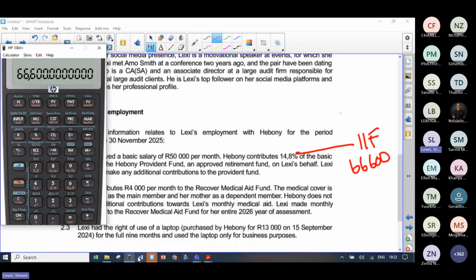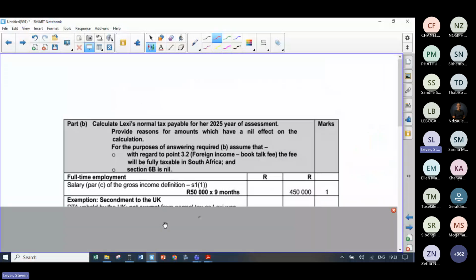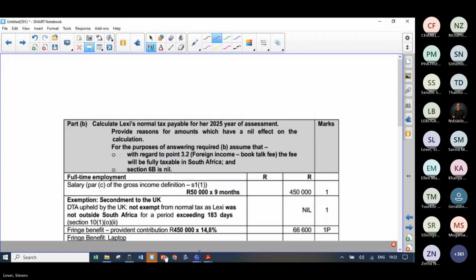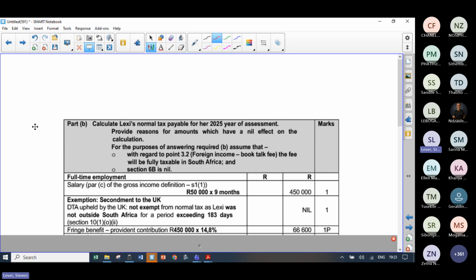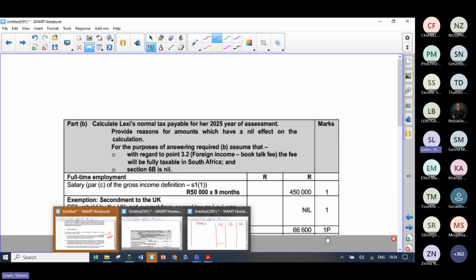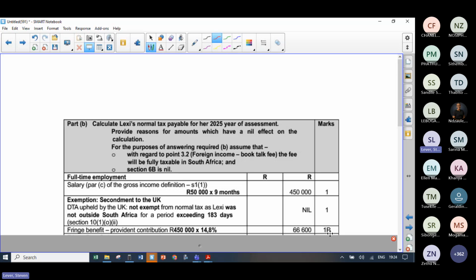Right, and what am I going to be able to do in my solution? Fringe benefit to a provident fund, 450,000 times 14.8%, 66,600. Okay. And I did a P there. So why is there a P there? If you got the 450 wrong, they will mark the error through into the second calculation. Because if you got that wrong, they will carry it forward into the second calculation itself.